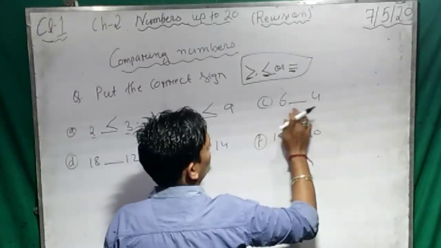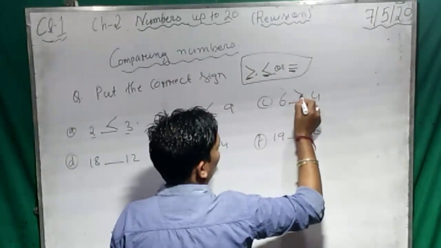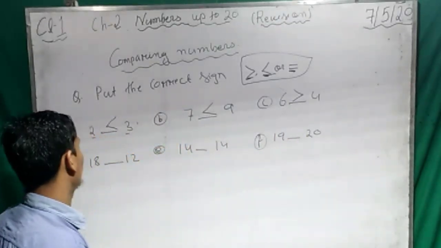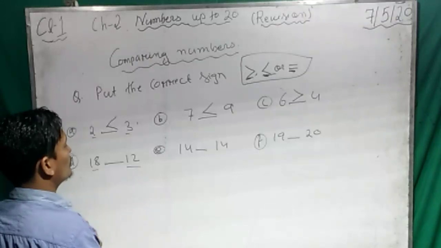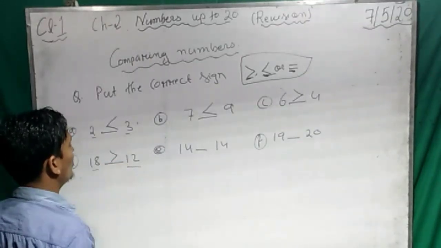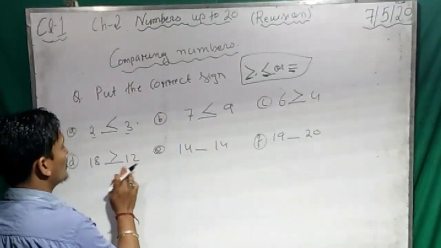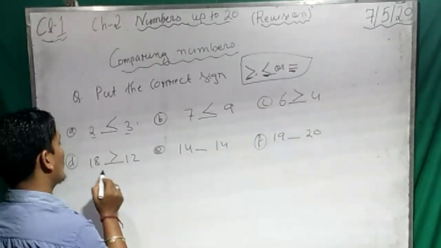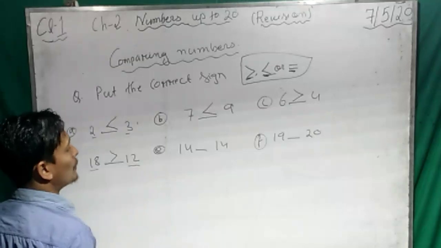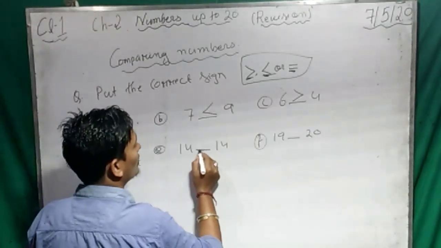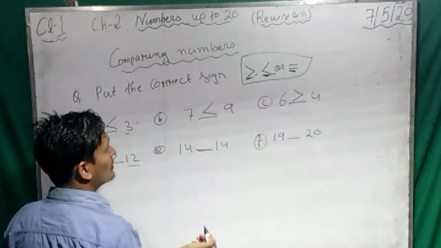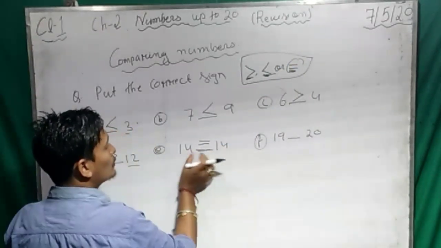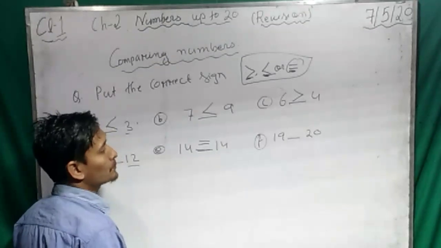Now here 6 and 4. Which one? Yes, greater than. 6 greater than 4. Clear? Now here 18, 12. Which one? Yes, the open mouth towards 18. Why? Because 18 is greater than 12. So how will we read? 18 greater than 12. Now see here 14, 14. So what sign will we use? Yes, equal to sign. Because these two numbers are the same.